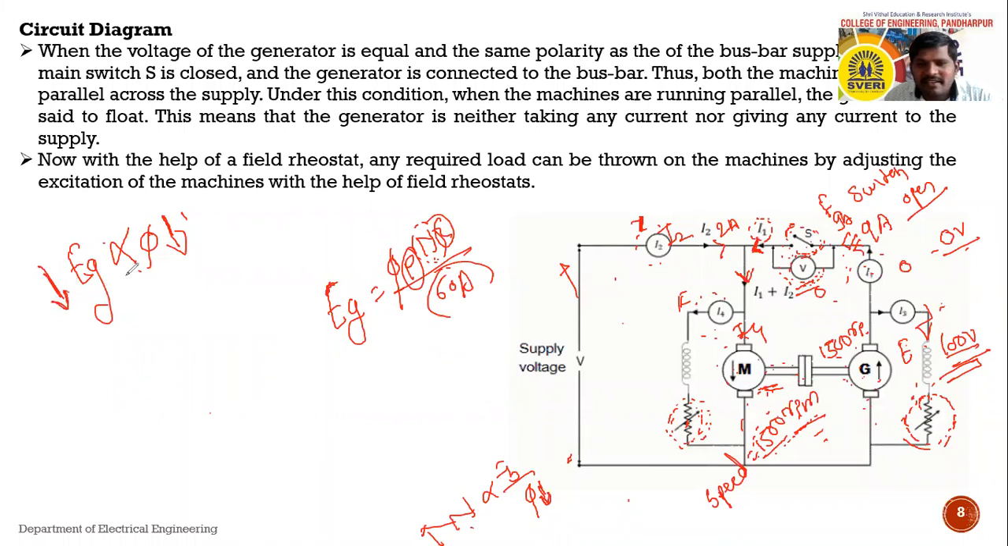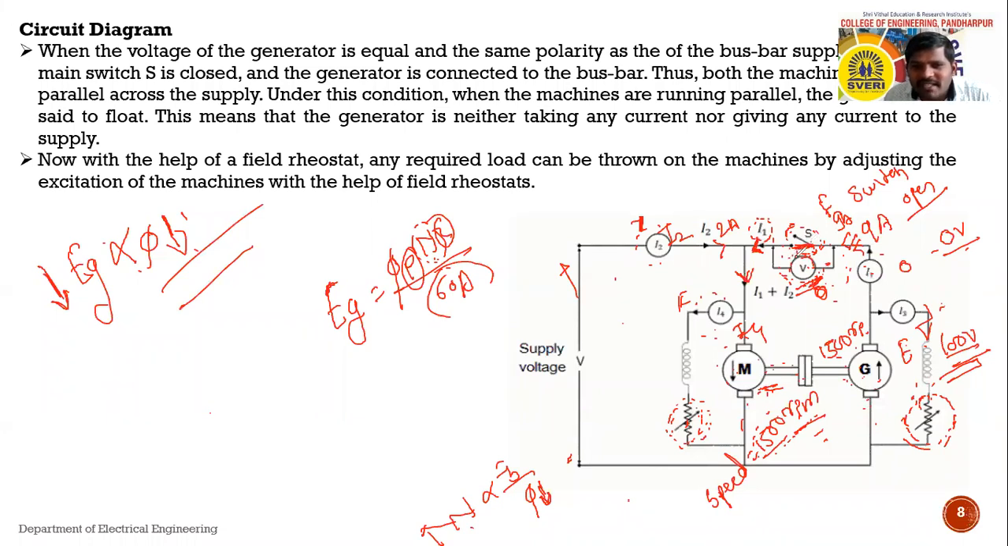So by using this equation, I am reducing the voltage across these two terminals up to zero value, right? And once the voltage read by this voltmeter is zero, then I am closing this switch. At that time, I close the switch.